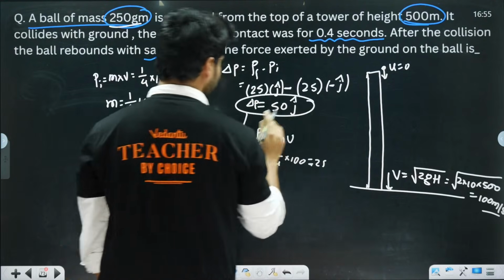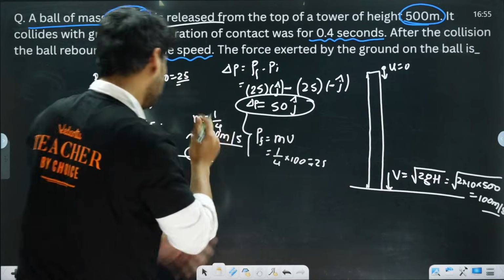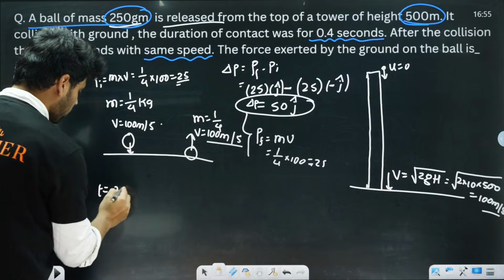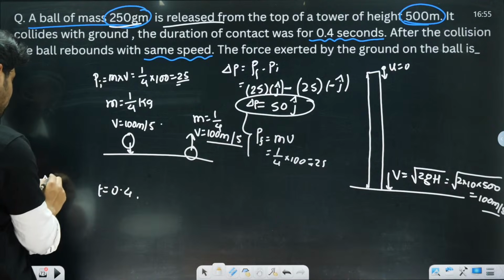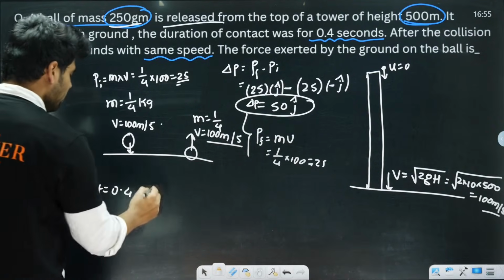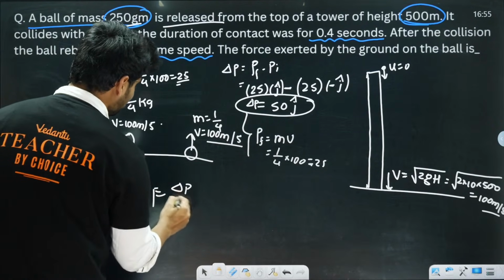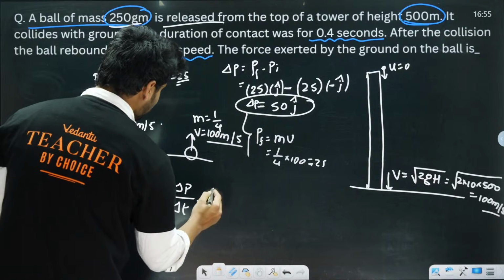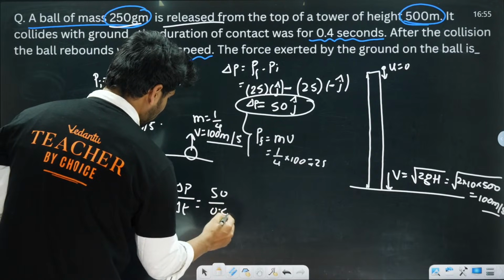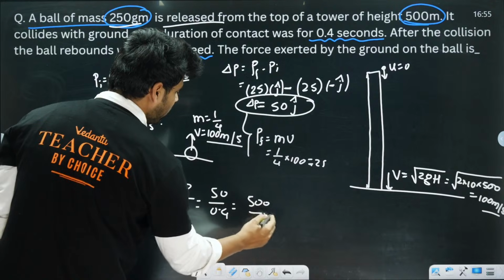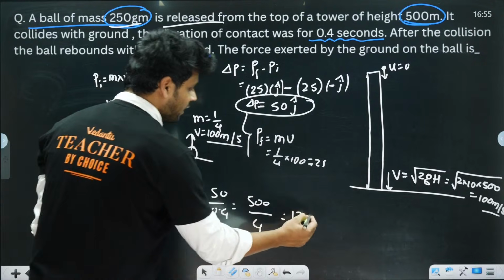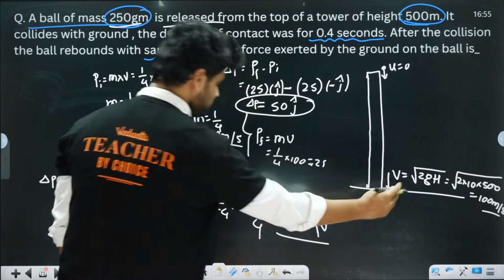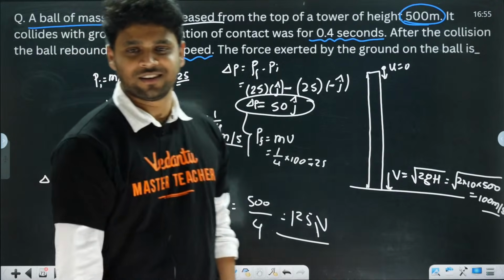So from here, look at the time. Time is 0.4. Change in momentum is 50. Sir, force is equal to delta P divided by delta T, so 50 divided by 0.4. That is 500 divided by 4, which is 125 Newton. This is my final answer.